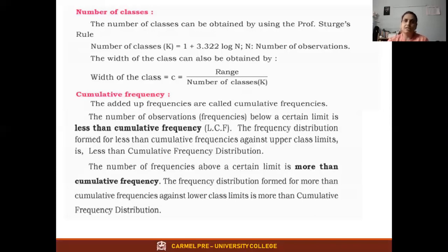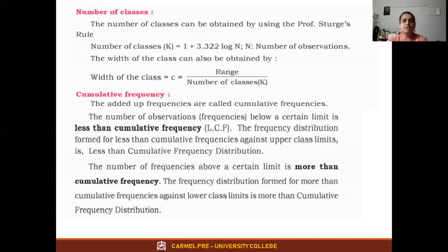The width of the class. How much should be the width for us? Should it be 10 to 20? Should it be 10 to 15? That we decide with the formula range. Range is nothing but highest value minus lowest value divided by whatever number of classes we calculated, divide by that. Later I will show you an example as well. But for you, you should know these 2 formulas. Professor Sturge's rules formula for number of classes and for width of class. So if they ask you what is Professor Sturge's rule, you have to write these 2 formulas.